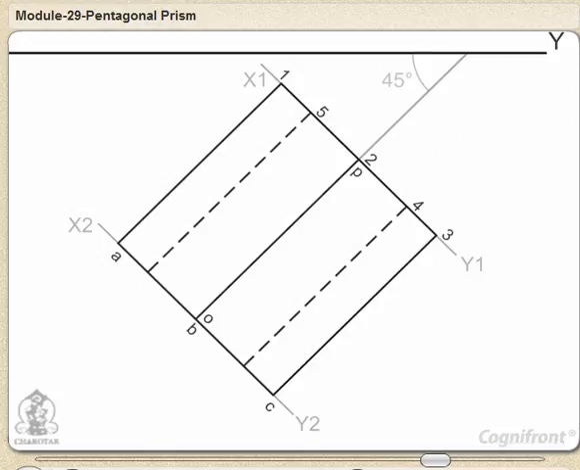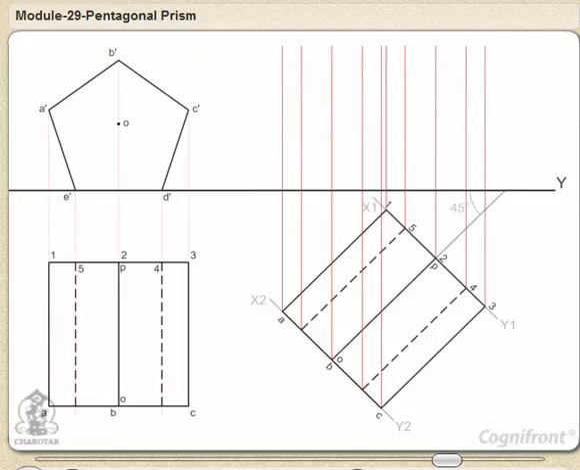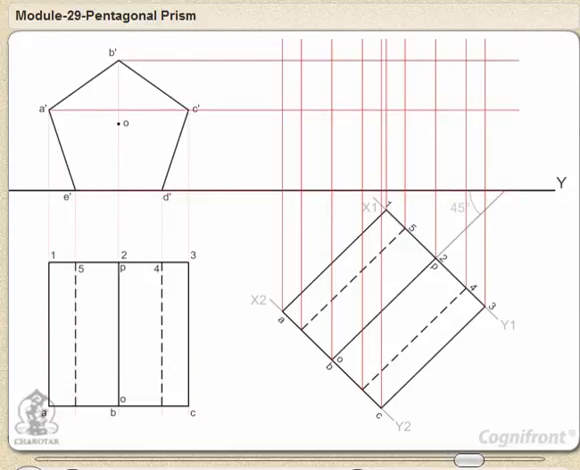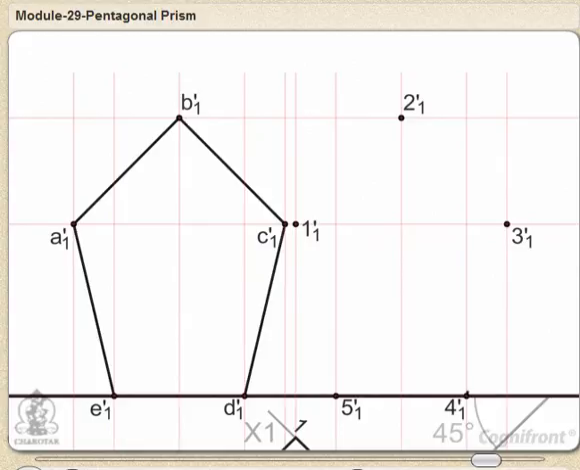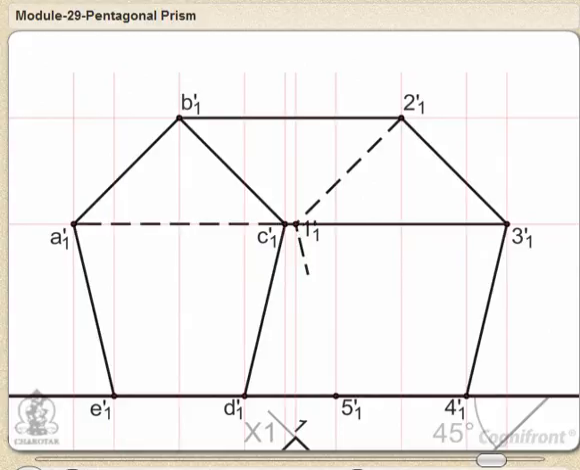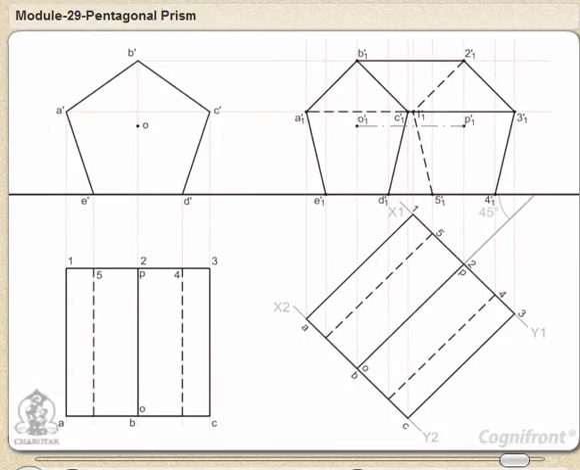Then project all points from this top view above line XY. These projectors will intersect the horizontal projectors drawn from the existing front view. Mark the intersecting points and complete front view in this altered position. Observe the hidden lines are shown as dashed lines coincide with other visible lines. And here we have a complete solution of all the views.